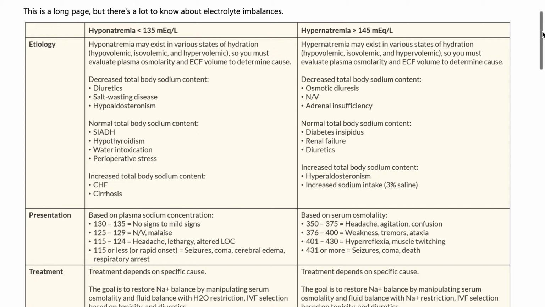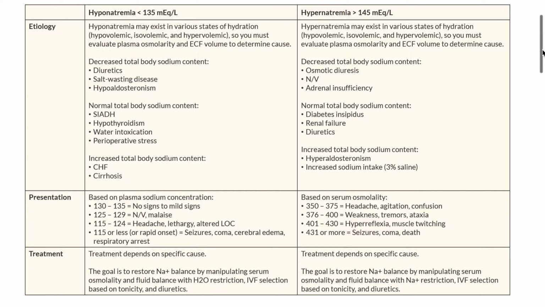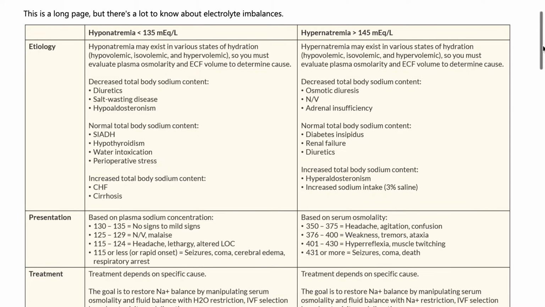Hyponatremia may exist in various states of hydration, such as hypovolemic, isovolemic, and hypervolemic, so you must evaluate plasma osmolarity and ECF volume to determine the cause. Decreased total body sodium content is due to diuretics, salt wasting disease, and hypoaldosteronism. Normal total body sodium content can be caused by SIADH, hypothyroidism, water intoxication, and periop stress. If there's an increased total body sodium content, think CHF and cirrhosis.